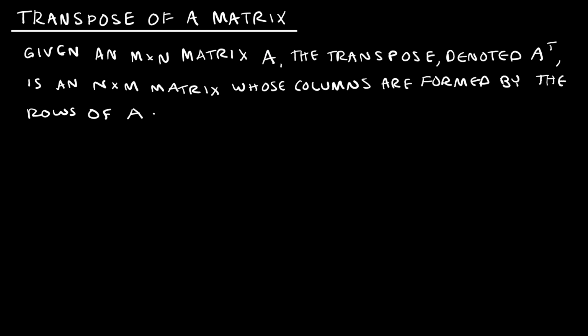The transpose of a matrix is something we've probably never heard before, but the definition of a transpose says if we have an m by n matrix A, so A is m by n, the transpose, denoted A^T, is an n by m matrix whose columns are formed by the rows of A.